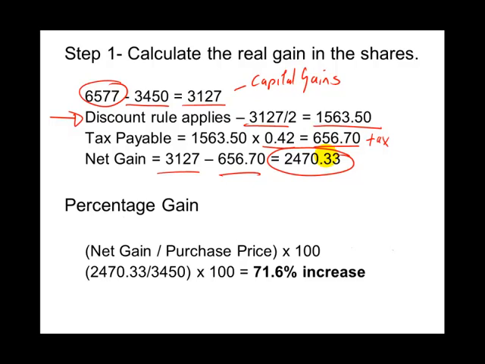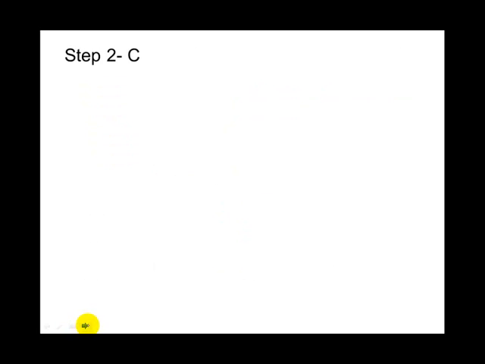So what's the percentage increase when we've taken that away? You can do the new take old over old, or the easier way is just to grab this net gain, divide it by your purchase price and times it by 100. It's like a test result. You got 23 out of 60. What was that as a percentage? So you get 2,470.33 out of your purchase price times by 100. What percentage increase does that give us? When we do that, we get 71.6%. So her shares have gone up 71.6% when compared to inflation.